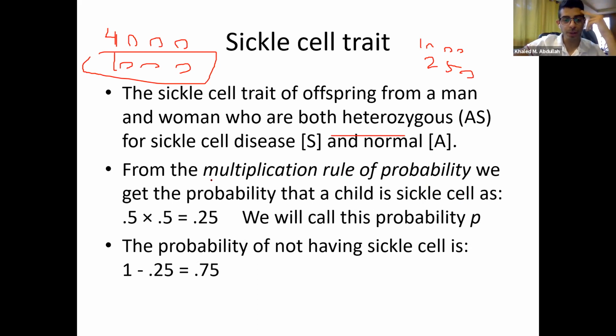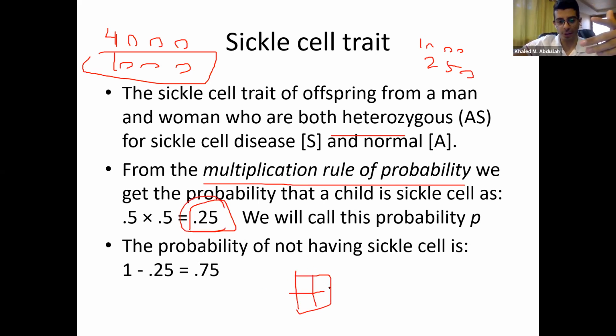So for the multiplication rule of probability, you remember that his chance of giving his bad chromosome is half. Her chance of giving the bad chromosome is half. So half times half, you get 25%. This is just another way. I did the Punnett square, which is the exact same thing, right? 50%, 50%, so you get 25. So he found it a different way. I used the Punnett square to find the 25% chance.